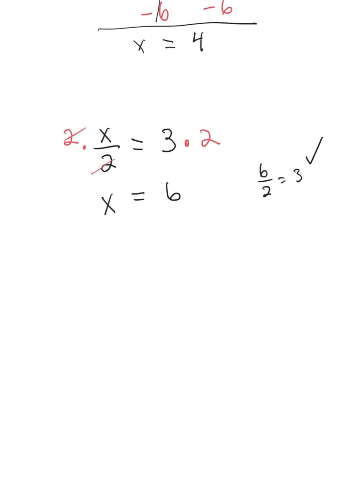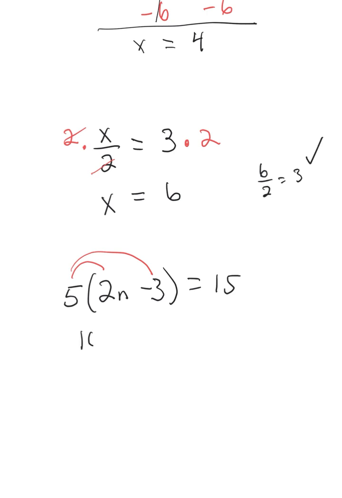Let's try one more. This one has a couple different parts to it. So let's do 5 times 2n minus 3 equals 15. So you may recall this is 5 times the two terms in parentheses. That needs to be distributed. So multiply both terms first to clear out the parentheses. So that would be 10n minus 15 equals 15.